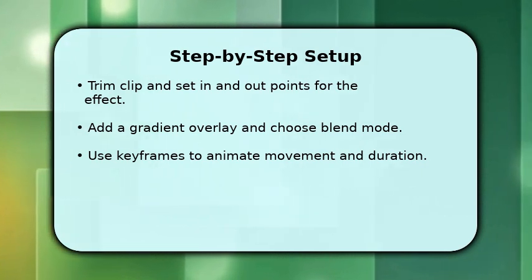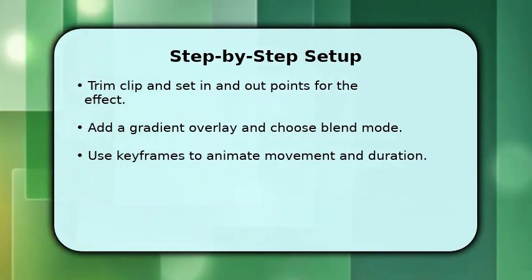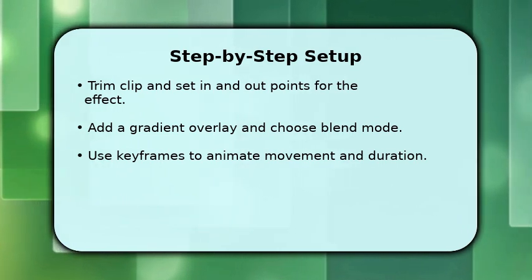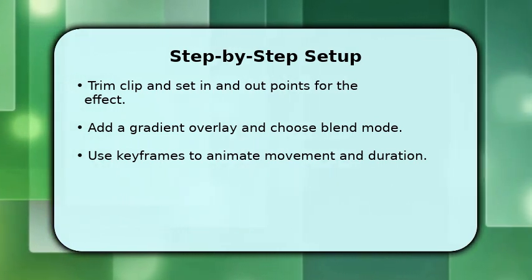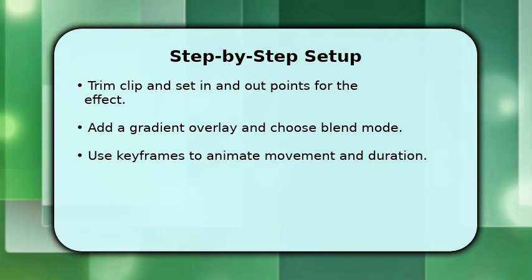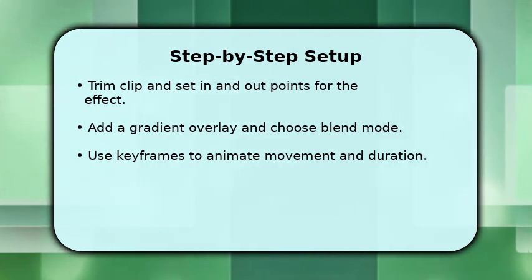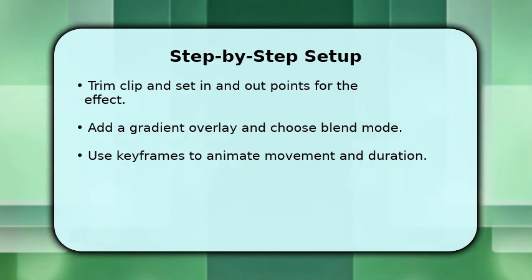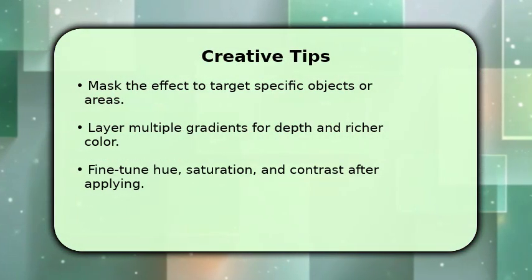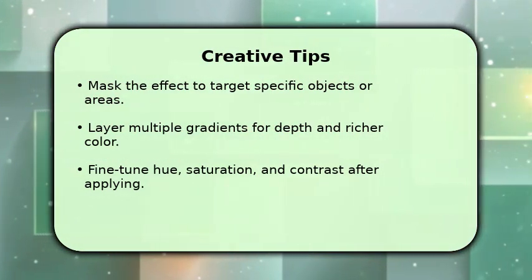to Screen or Overlay. Use keyframes to animate the rainbow across the frame, syncing with motion or music. Export a quick preview and make small tweaks until the movement and color feel natural. Combine masks with your gradient overlay to localize color to a subject or background, making the effect feel intentional.